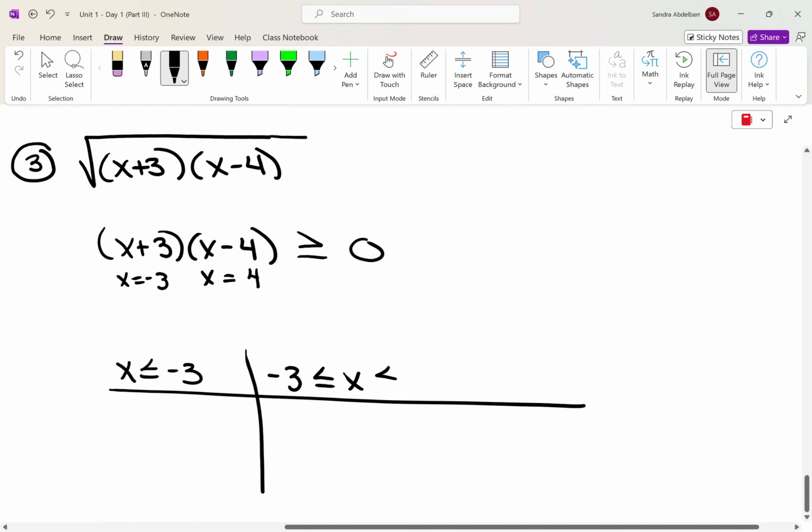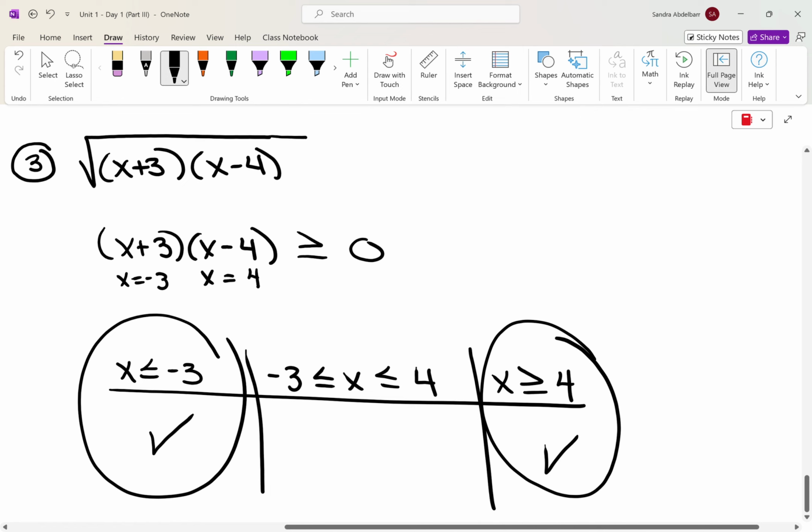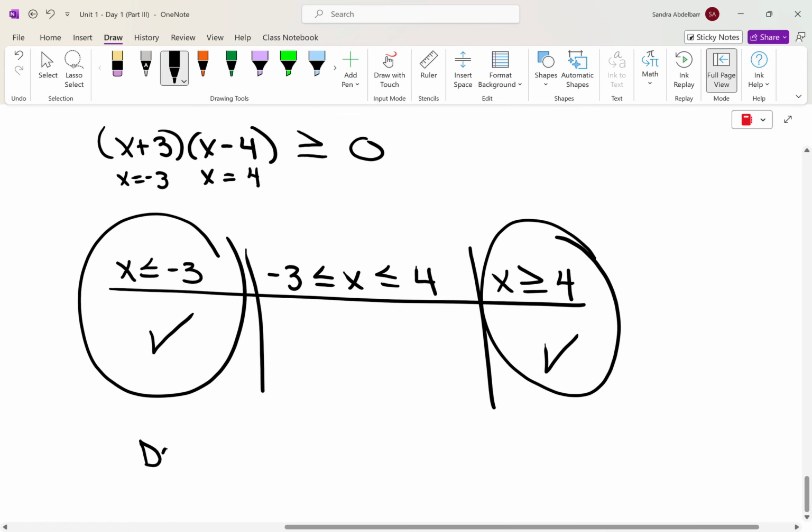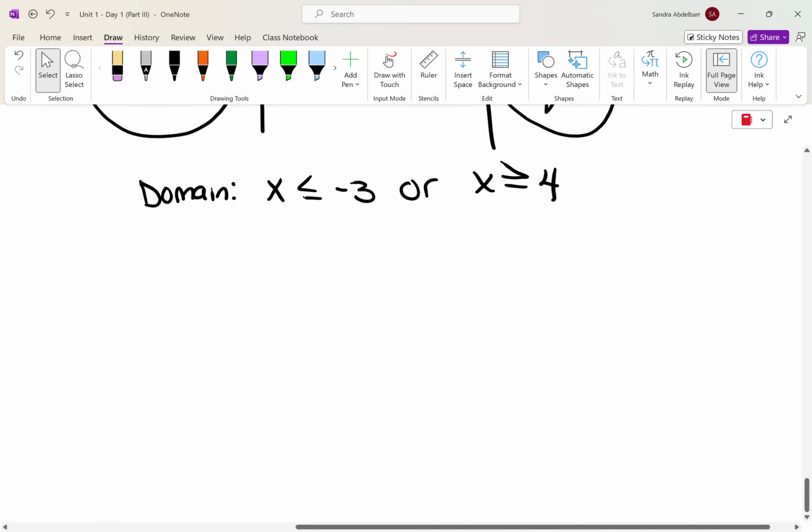So what are we going to end up with? I'll show you one more time. X is less than or equal to negative 3. Negative 3 is less than or equal to x, which is less than or equal to 4. X is greater than or equal to 4. This will work, and this will work. So once again, our domain is x is less than or equal to negative 3, or x is greater than or equal to 4.